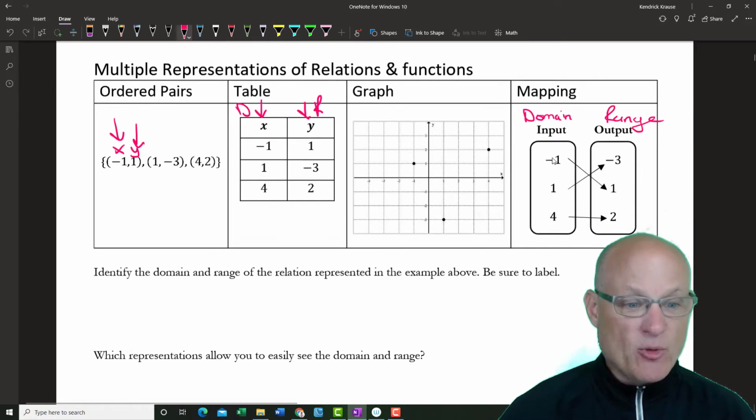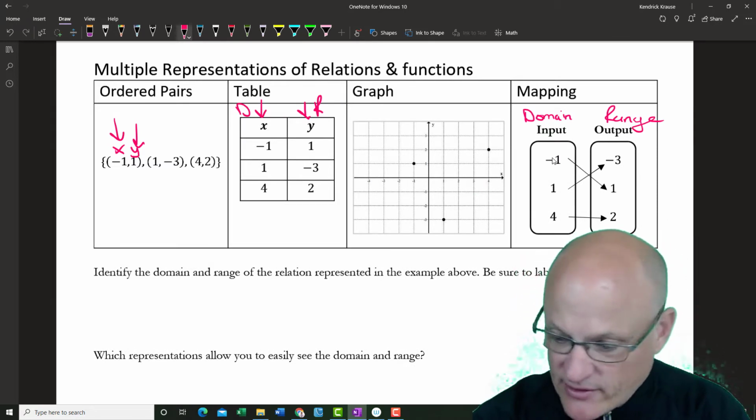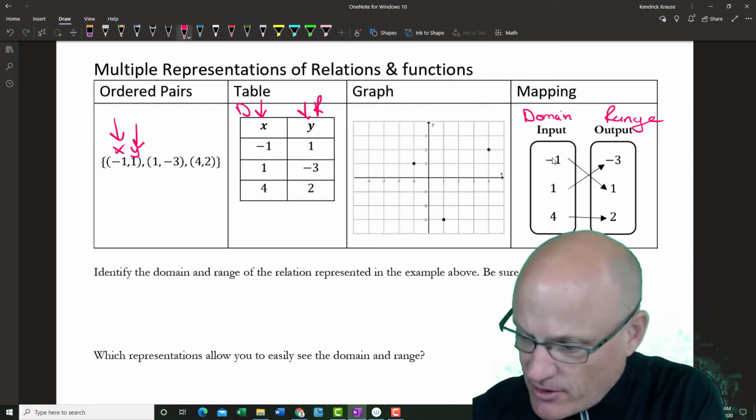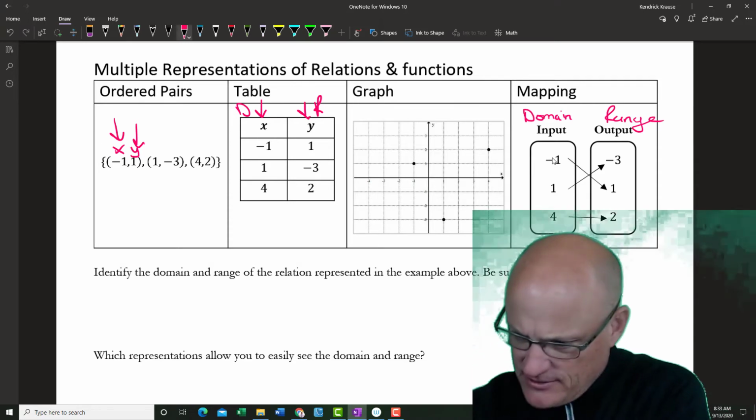So, identify the domain and range. One of the things I want to make sure you understand is, I just got to move my graphics tablet a little bit. Try to get it in a better place. Much better.